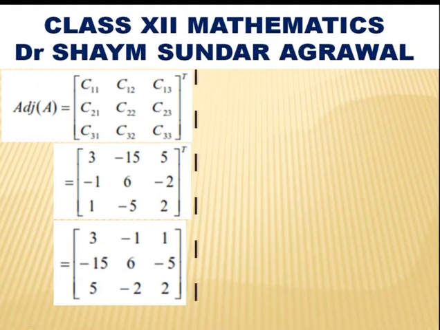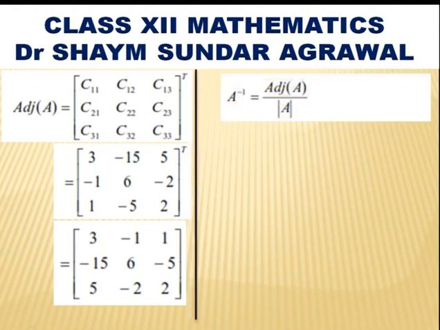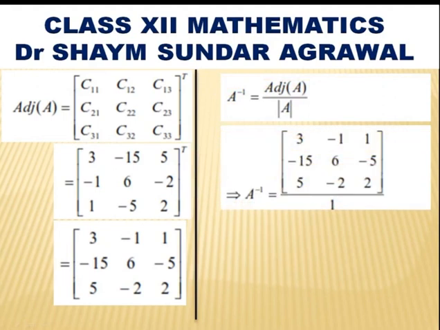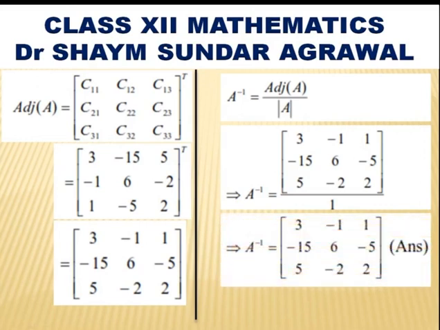Then A inverse is equal to the adjoint by the determinant. The adjoint is the matrix containing 3 minus 1 1, minus 15 6 minus 5, 5 minus 2 2, divided by the determinant, which is 1. So the inverse is equal to the matrix containing 3 minus 1 1, minus 15 6 minus 5, 5 minus 2 2. So it's a very simple one.